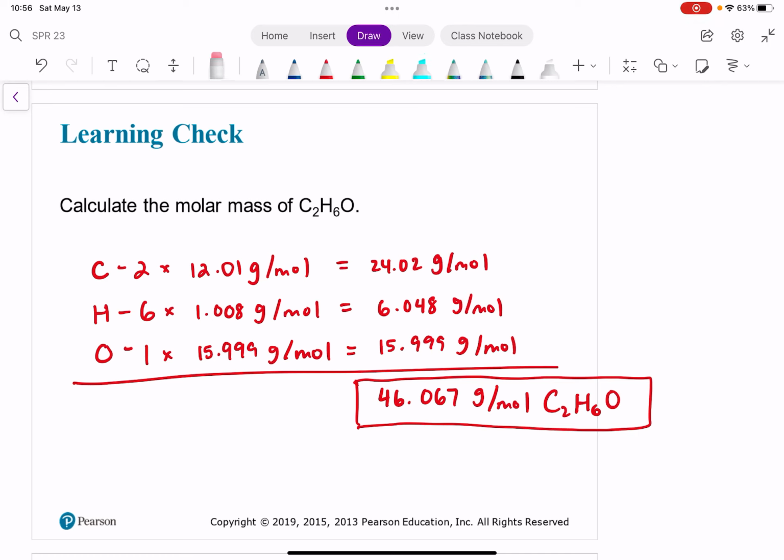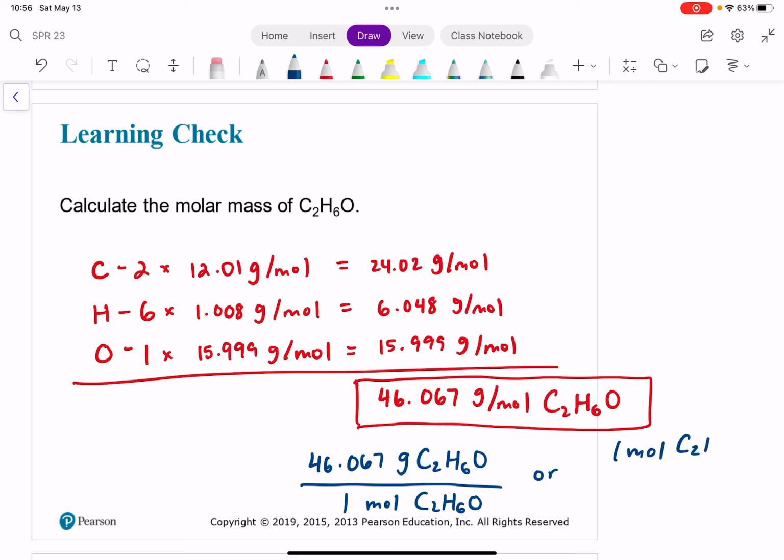And how would you do that? You would say 46.067 grams of C2H6O is in 1 mole of C2H6O, so 1 mole can be on the top and 46.067 grams of C2H6O can be on the bottom. Okay, so again, you can make them into conversion factors to solve equations or solve other problems.